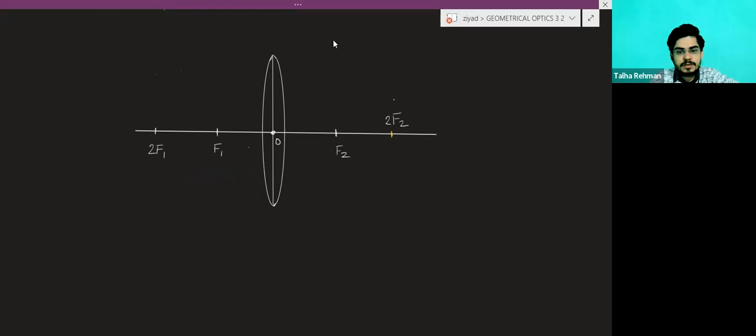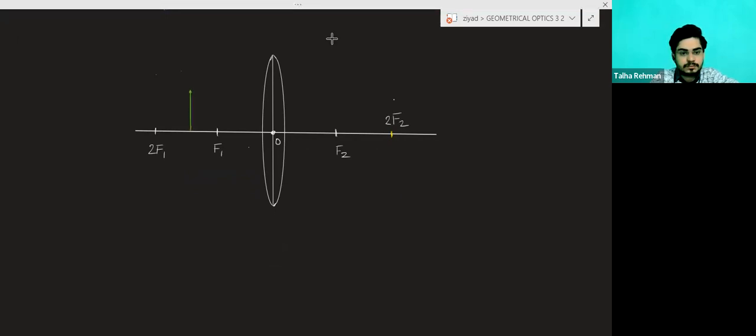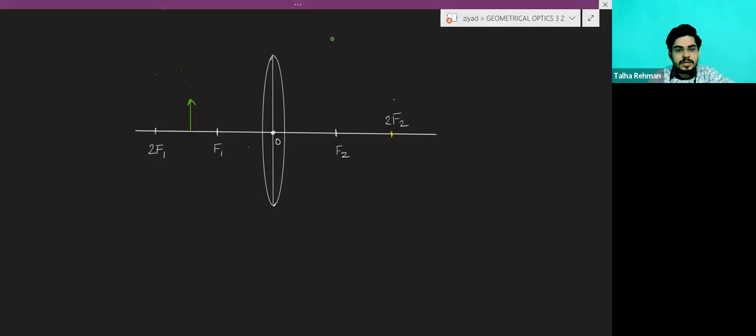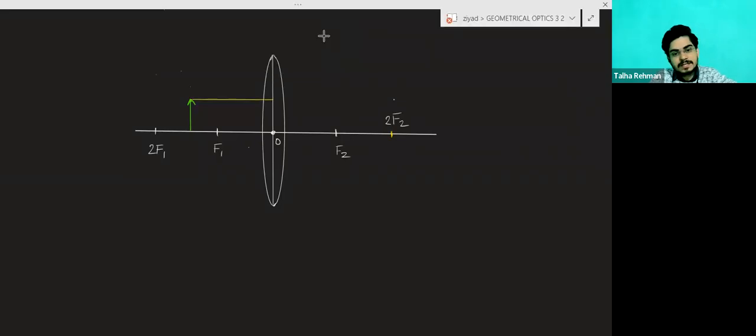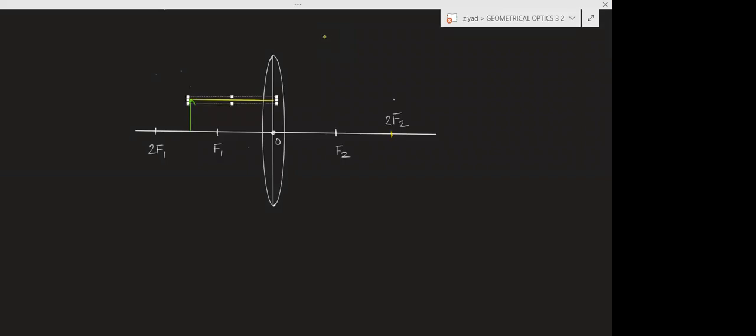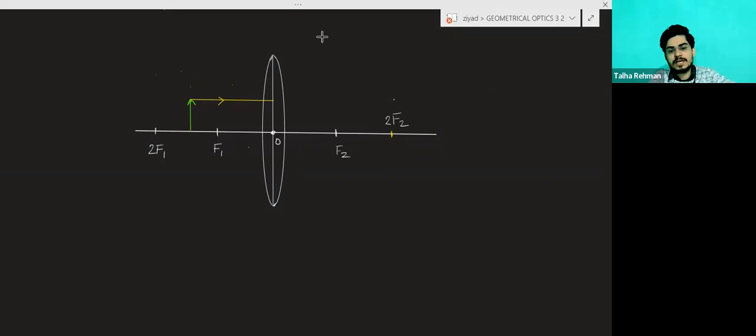and we will see where the image will form. So I am placing the object here. We will draw the ray diagram now again. The first ray from the object is parallel to the principal axis like this, and after refraction from the lens, it will pass through the focus like this.